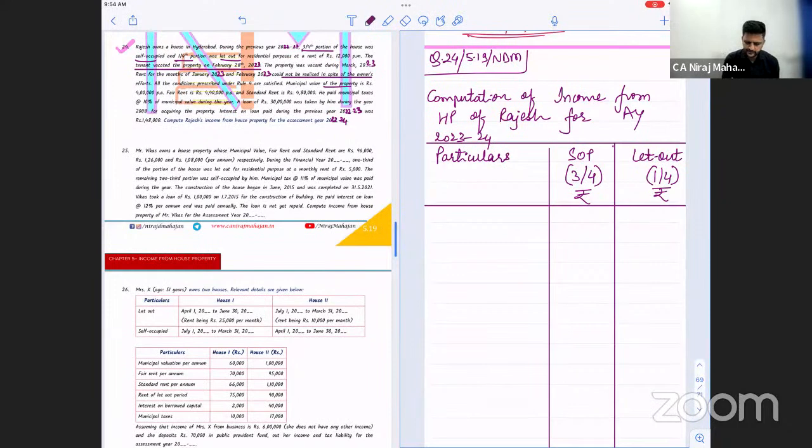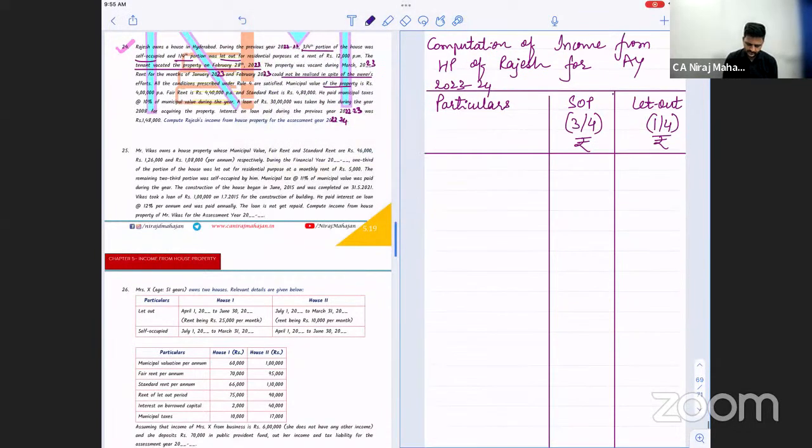Some answers I got were 88,000, 98,000. Okay, 4 lakh something also I got as answers. Okay, let's start. What do you calculate first? Obviously, children, GAV calculation. Under that, first one, expected rent: higher of municipal value or fair rent, subject to standard rent. Municipal valuation is how much for the property? 4 lakhs. I'm writing 4 here.